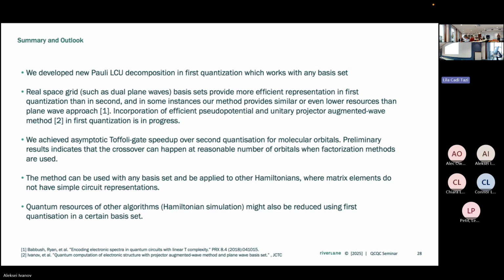Yeah. So then, as I said, the method can be used with any Hamiltonian. It doesn't have to be quantum chemistry. It can be some other Hamiltonian, and even if the matrix elements don't have a simple representation, you can use it. And also, I think we can investigate it further and go beyond quantum phase estimation and see if this formalism will improve some other quantum algorithms. And this is one of the possible research directions, basically.